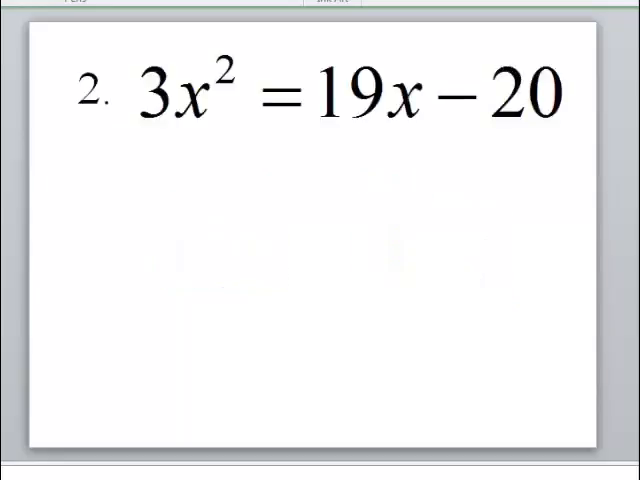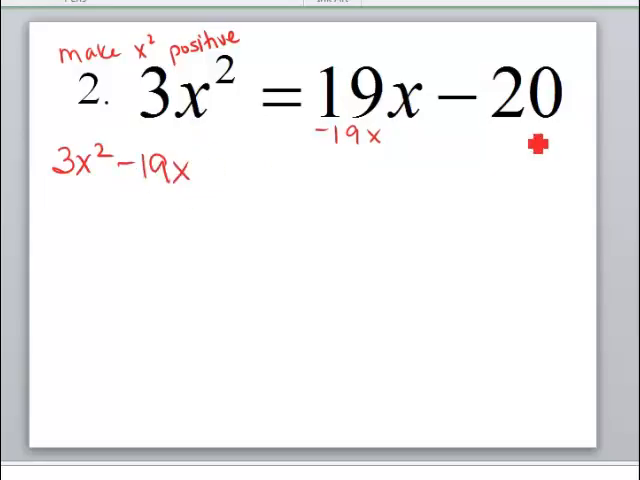Let's look at a second example. This one does not have the equation set equal to 0. That's the first step we have to do. I always want my x squared to be positive. So make x squared positive. So I'm going to leave the 3x squared on the left-hand side. I'm going to move my 19 to the other side, which means I have minus 19x. And I'm going to add 20. So I have minus 19x, and I added 20 to the left-hand side.